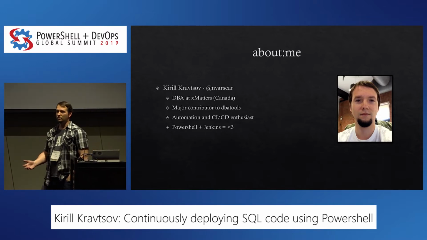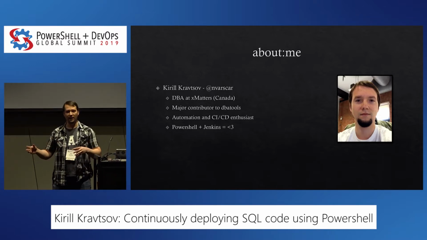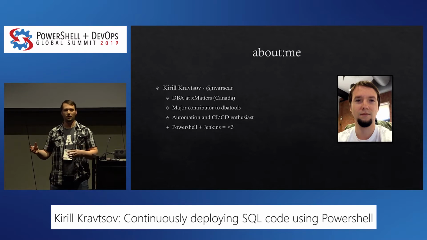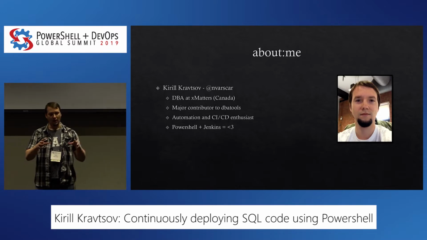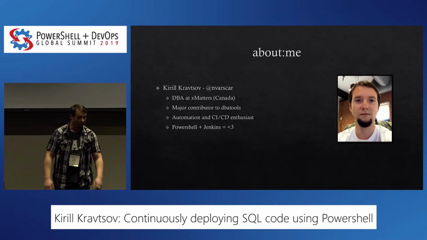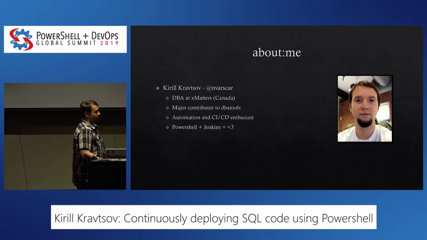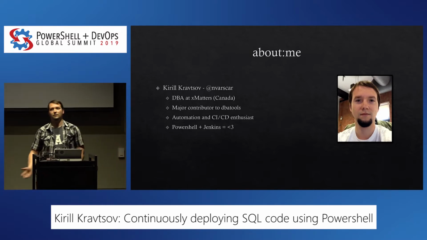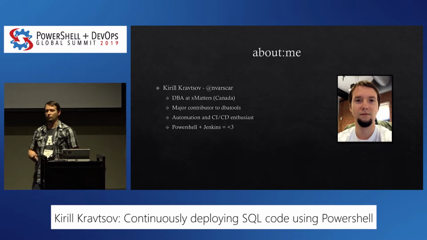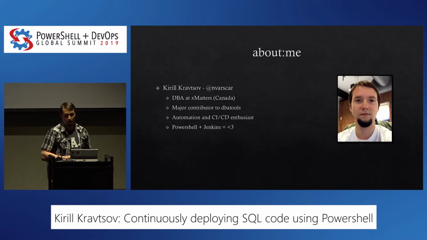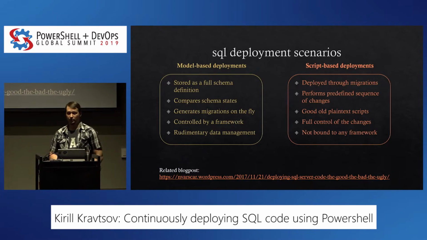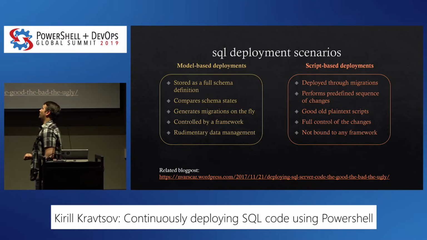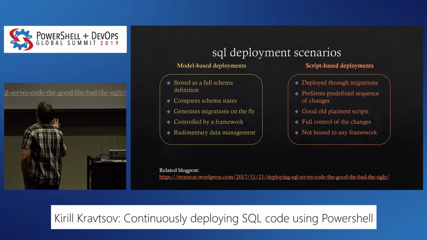In the database world, we tend to run things continuously and in small changes. We take the current state of the database and apply modifications to it instead of replacing the whole damn thing. So now, when it comes to continuously deploying the code, apparently we need to apply the same approach. And what people came up with is basically two different deployment scenarios. I like to refer to them as model-based deployments and script-based deployments.